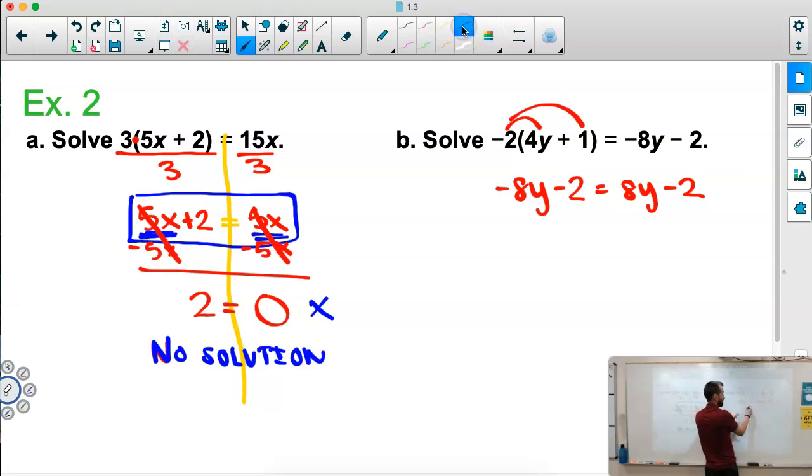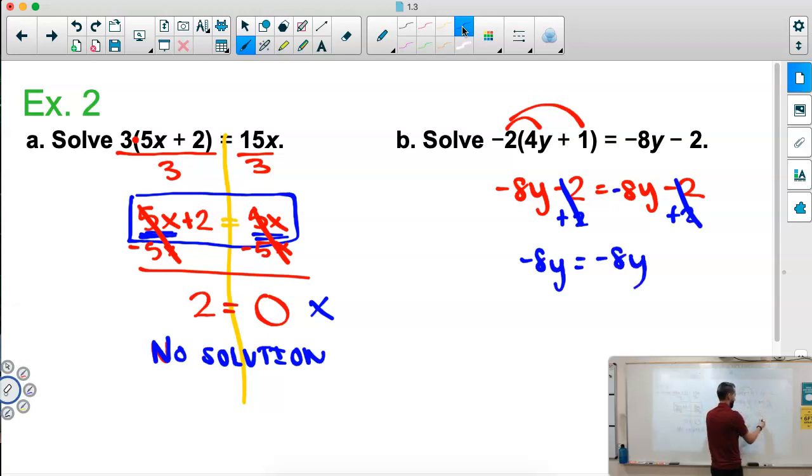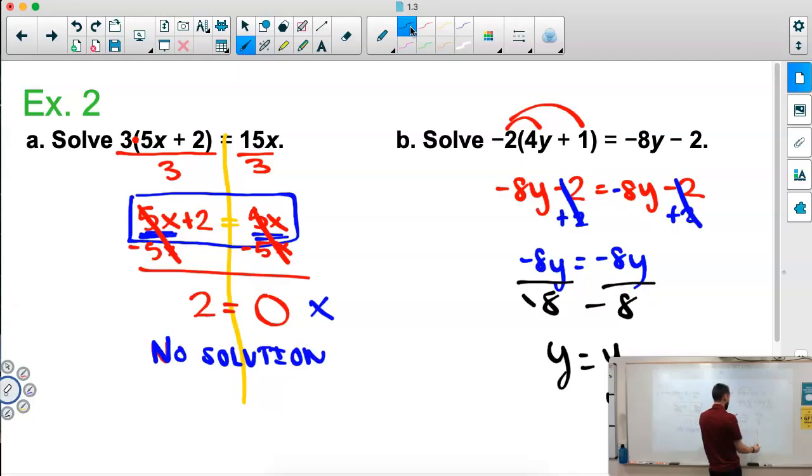If I tried to do more, I would add 2 to both sides, and my 2's would cancel out. And I would be like, okay, negative 8y, sorry, there's a negative there, equals negative 8y. And I'm like, well, that's still true. And if I divided by negative 8 here, I would get y equals y. And I'm like, that's true. Okay?